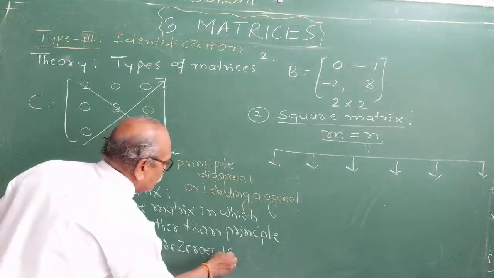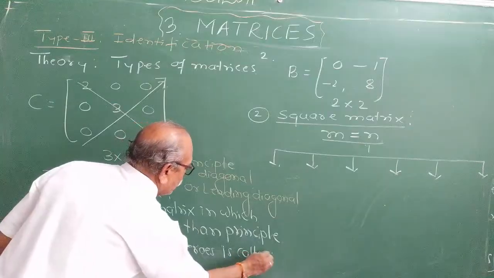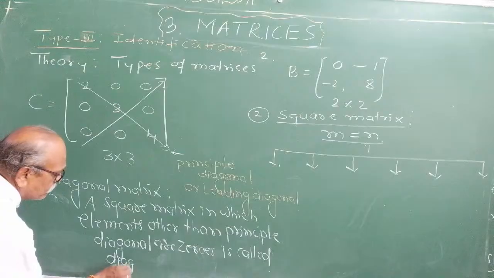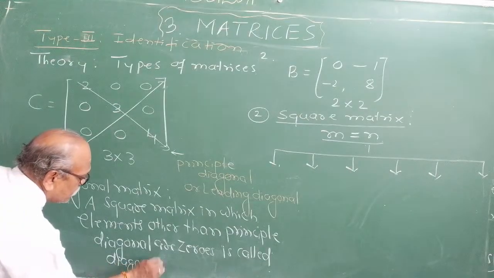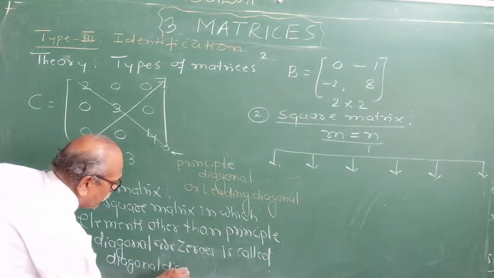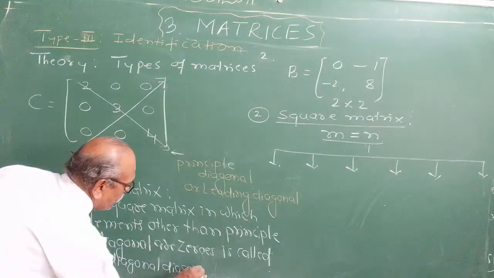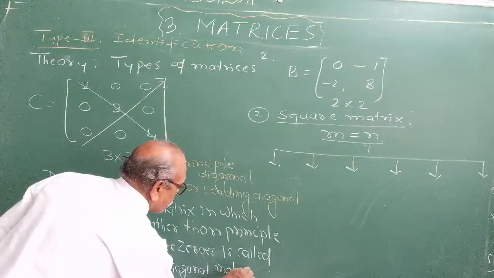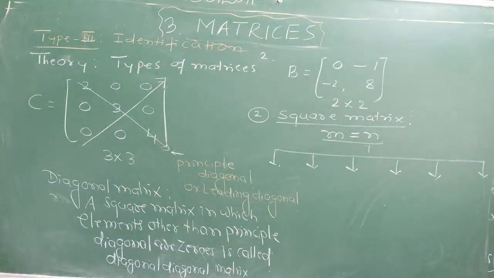Is called what? A diagonal matrix. Right? Are you getting me? It is called a diagonal matrix. All other elements will be zero.